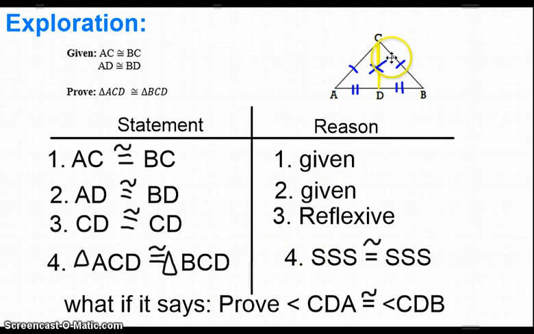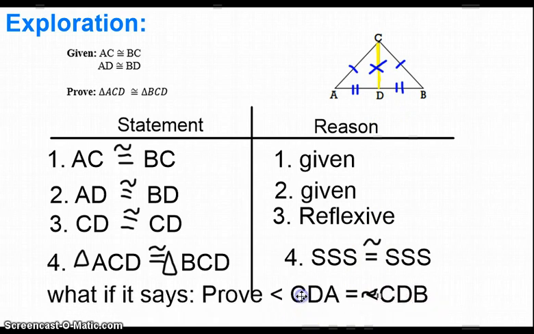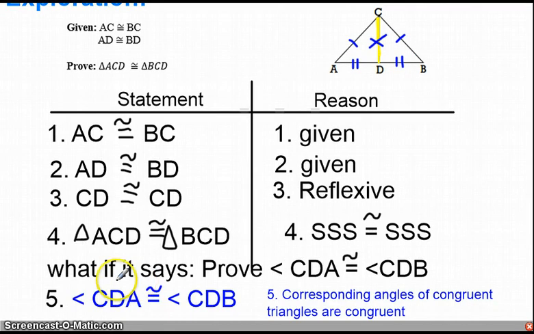So, for this problem, if it states prove that CDA is congruent to CDB, we'd have to do all 4 steps first to prove that the triangles are actually congruent. Since we know the triangle ACD is congruent to triangle BCD, we can state that angle CDA is congruent to angle CDB by stating this next statement. Angle CDA is congruent to angle CDB because corresponding angles of congruent triangles are congruent.